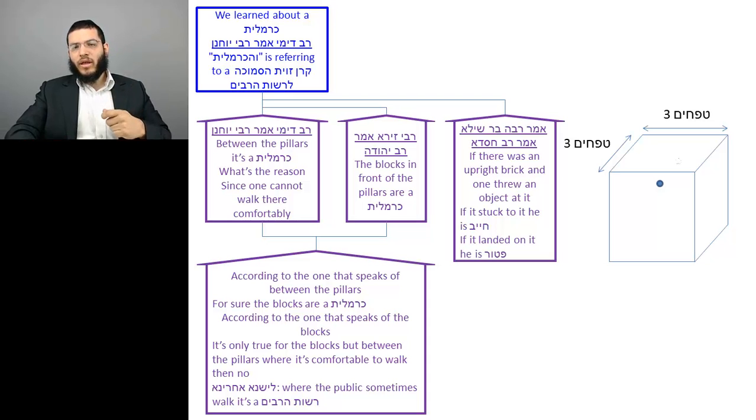And if it landed on it, like we have here in the picture, then he is pater. And the reason he's pater over here is because this is an area that's outside of the rishus harabim. It's more than 3 tefachim high.